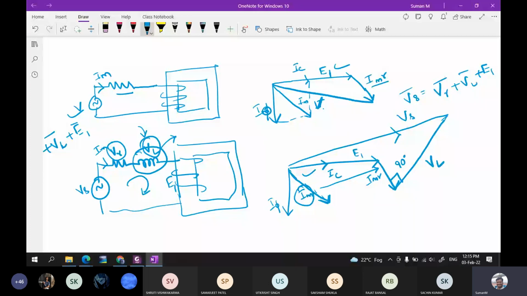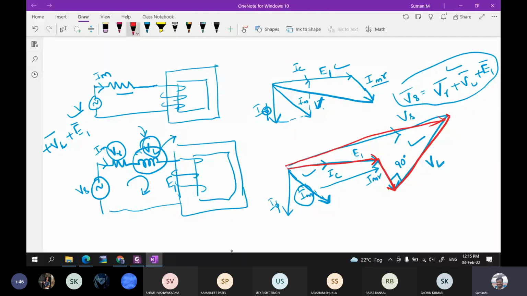So this circuit can be drawn like this. This is the KVL equation for that. So this is given by the vector addition of this particular path. So this is E1, then followed by the voltage across the resistor, then followed by the voltage across the inductor. Then the sum of these voltages will give the source voltage.